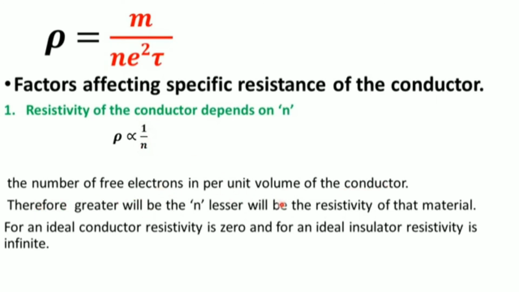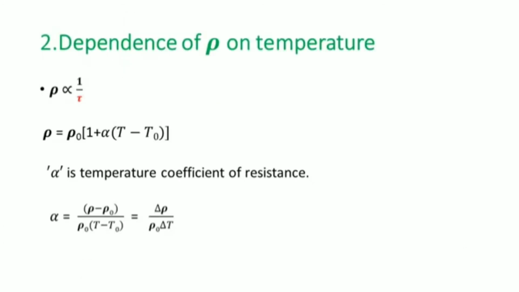Greater will be the number of free electrons, lesser will be its resistivity. So for an ideal conductor, it is assumed that the number of free electrons is infinite in it. So resistivity must be 0 for an ideal conductor. Similarly, for an ideal insulator, the resistivity will be infinite because the number of free electrons in an ideal insulator is assumed to be 0. So the second factor affecting the resistivity is temperature.